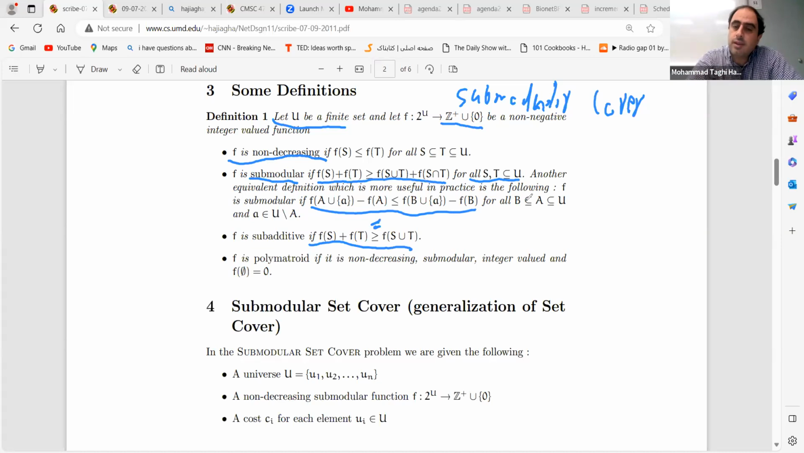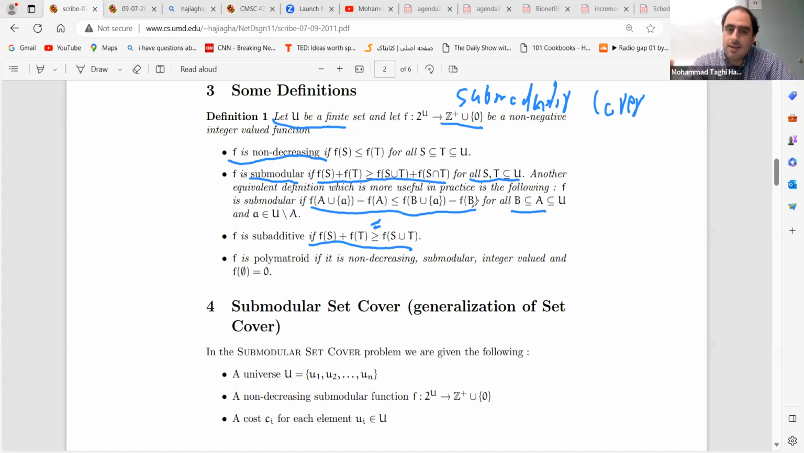If you have two sets, B and A, such that B is a subset of A, and say there is an element which is not in A. If you add this element to A, the marginal, meaning f of A union this element minus f of A, is called the marginal. If this marginal for a smaller set, here B is the smaller set, is always greater than or equal to that for the larger set.